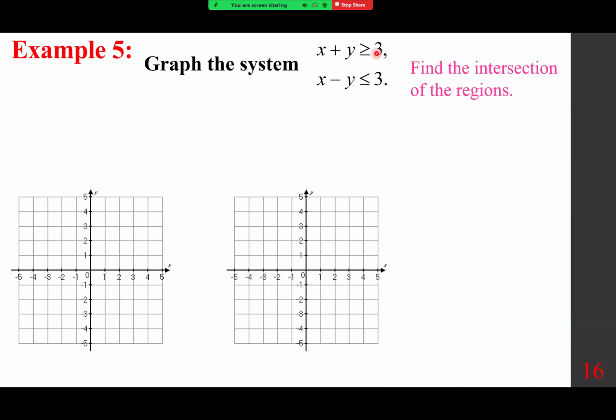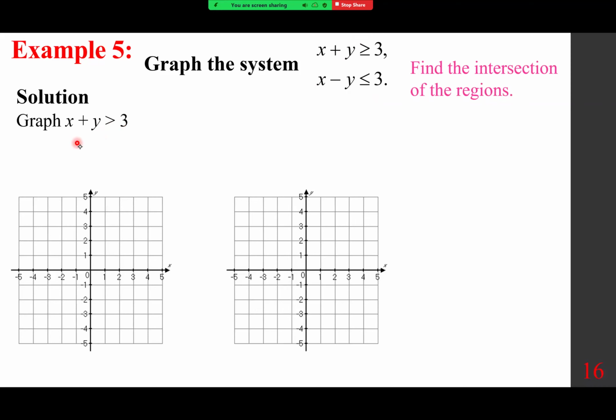Graph the system x plus y is larger than or equal to 3, x minus y less than or equal to 3, and we want to find the intersection of the region. So we're going to graph them one by one. To graph the first one, let's say it was just one of them: x plus y is larger than or equal to 3.